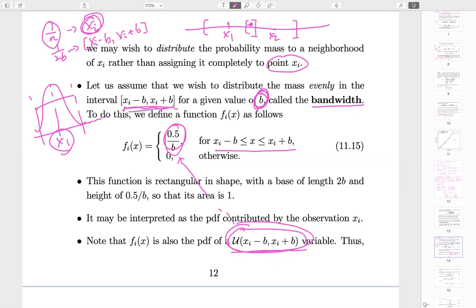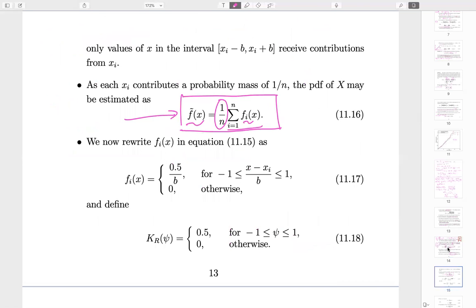Unlike uniform, which cuts off beyond here and here, and is zero otherwise. Maybe you don't like it. Maybe even for this part, you also don't like it. You don't like the probability to be equally distributed. So in order to generalize, we need to do a little more work.